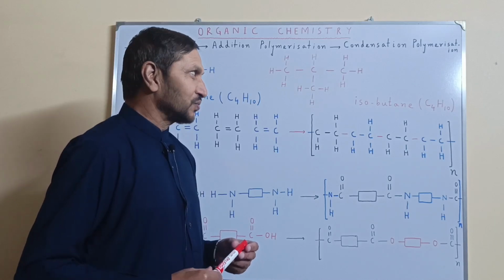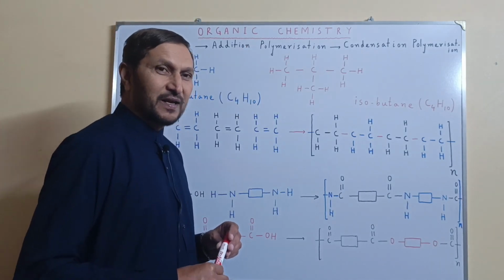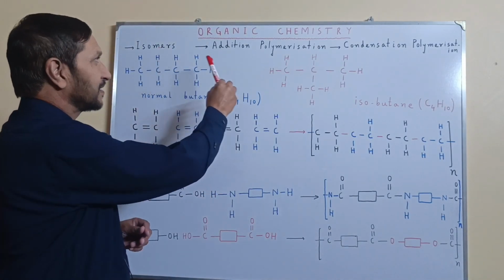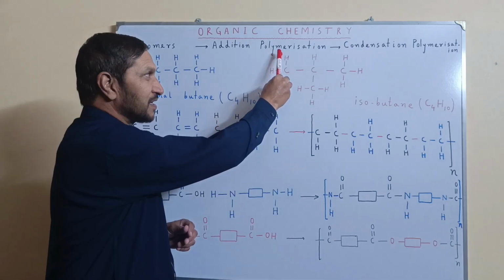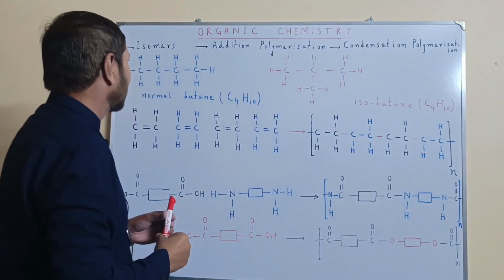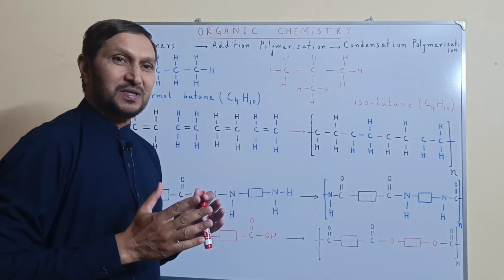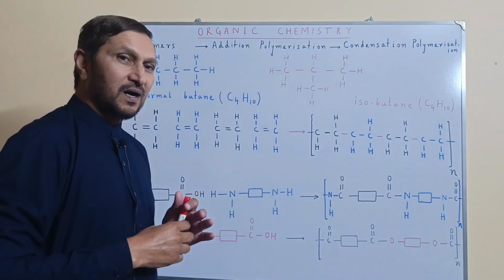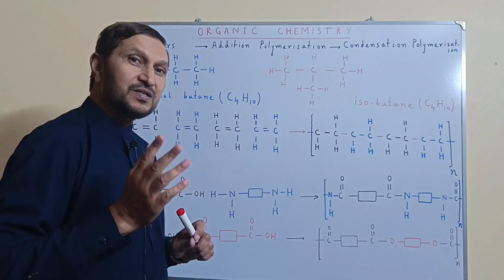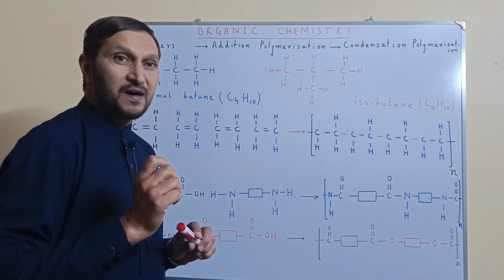Today I am going to talk about organic chemistry, and under organic chemistry I will explain what are isomers, addition polymerization and condensation polymerization. So let's start. First of all, I will explain what are isomers. Isomers are the molecules which have the same molecular formula but different structural formula.